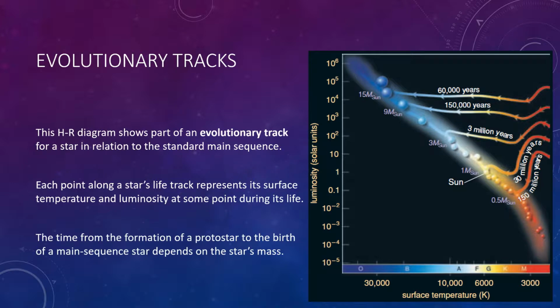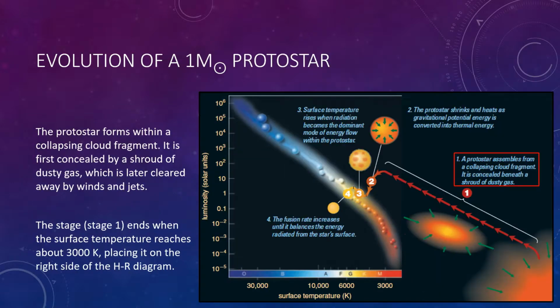The length of time from the formation of a protostar to the birth of a main sequence star depends on the star's mass, as I've mentioned. So what we're going to do is break this into basically three parts. We're going to look at stars like our sun, so a 1 solar mass star, and then we're going to look at low mass stars and high mass stars and see how each one evolves.